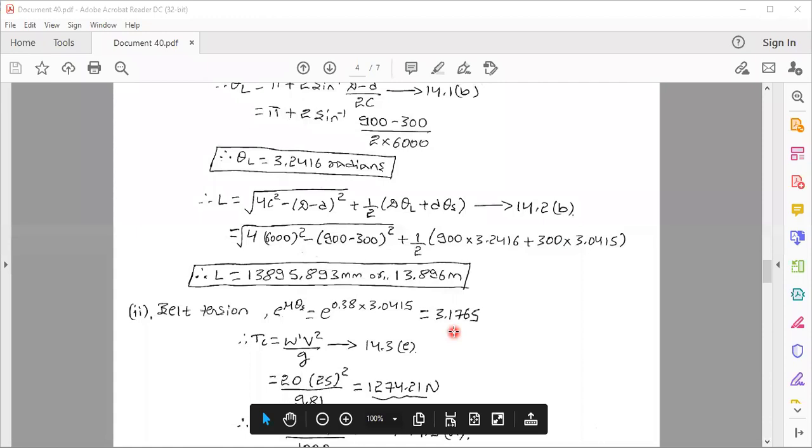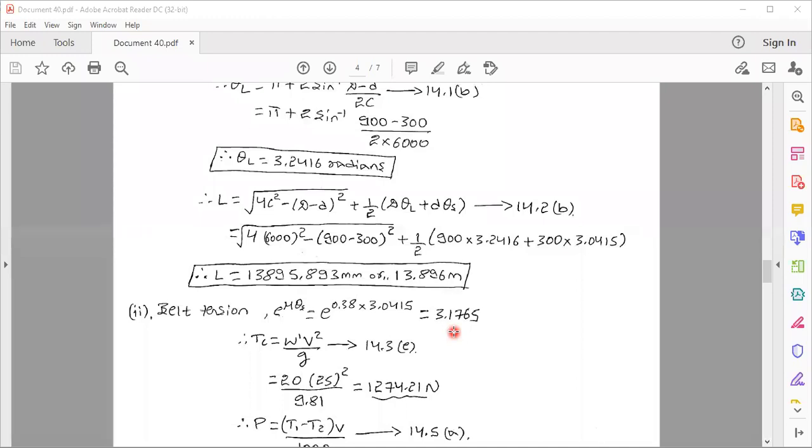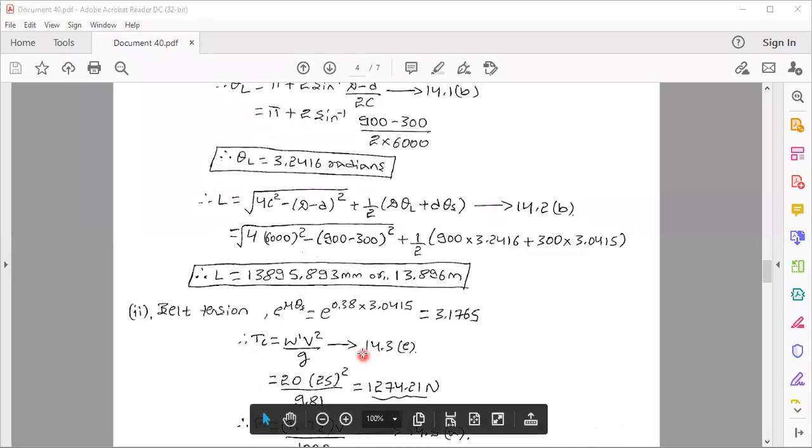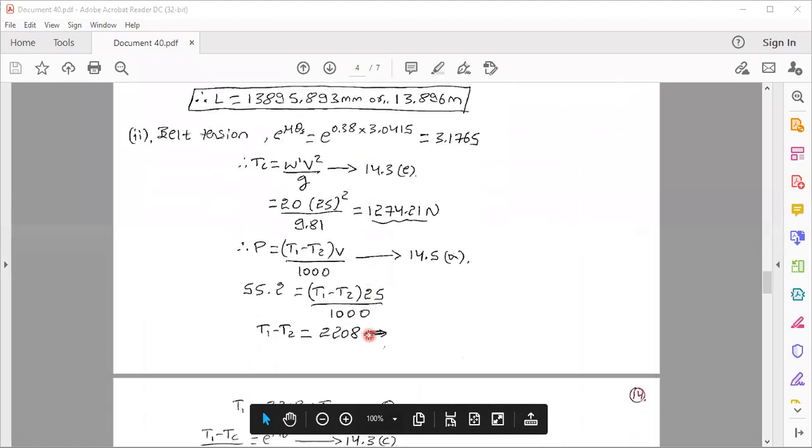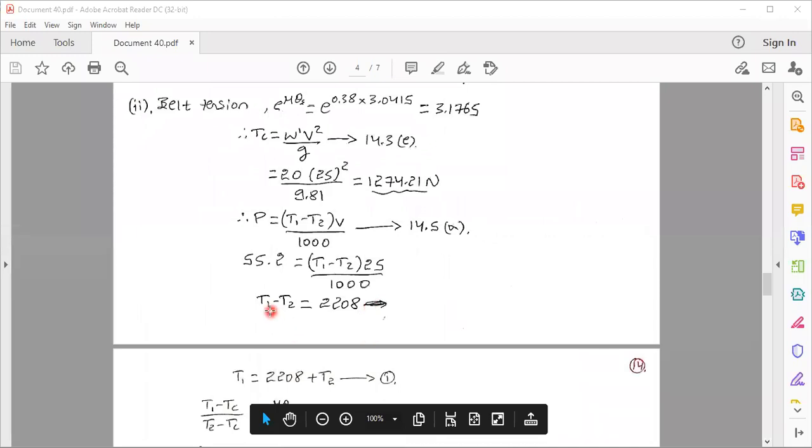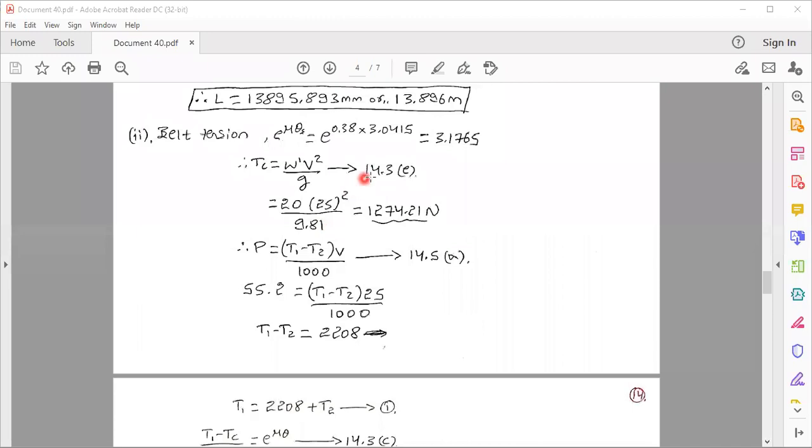After getting the value of e raised to mu theta, next you need to find the TC value, because we substitute that in the equation to find the tensions T1 and T2, by using equation 14.3e, that is the centrifugal force on the belt formula.